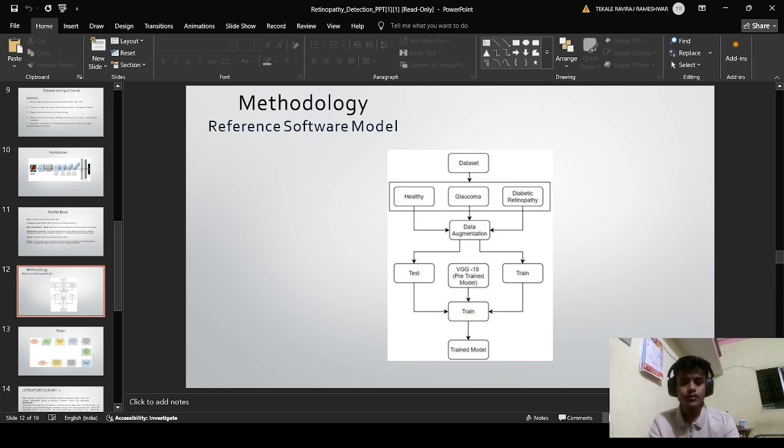In the testing phase, the model is validated on our test set to measure the performance. Evaluation metrics like accuracy, precision, recall, and F1 score are used to judge how well it distinguishes between the three classes. In the output, we get the final trained optimized model that can classify an input retinal image as healthy, glaucoma, or diabetic retinopathy. That model can be integrated into a diagnostic system or used in clinical decision support.